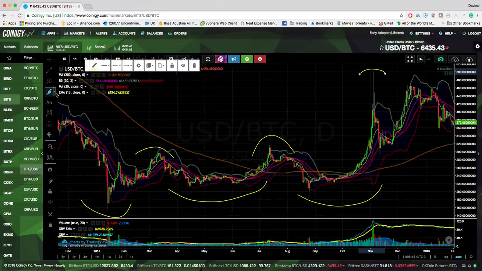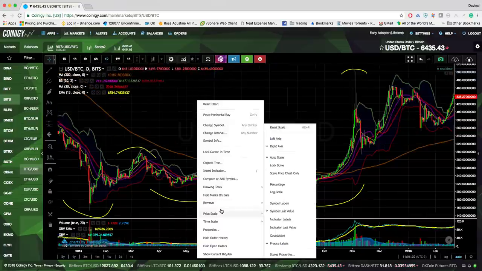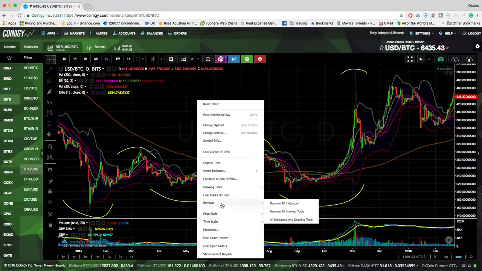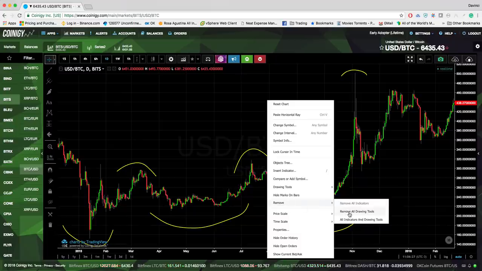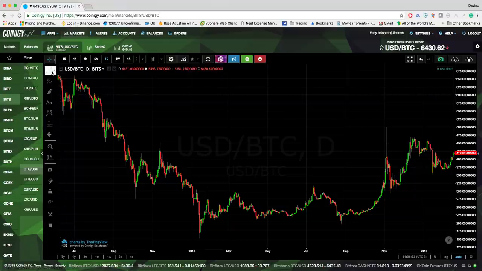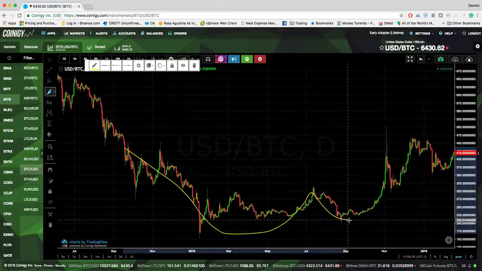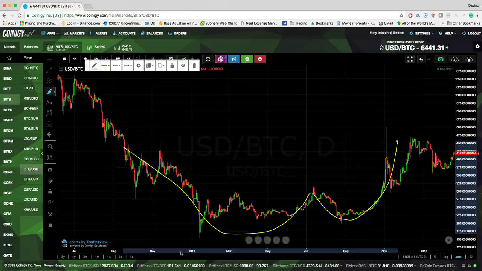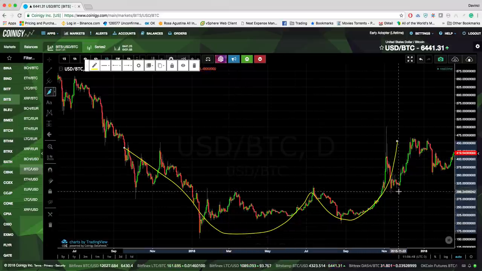So for example, let me just clear all, remove all indicators and drawing tools. That's okay. I don't need indicators. So when the market does a W, right here you can see it's W-ing out, creating a W. Nice and clear, right? That's when you see a market turn.